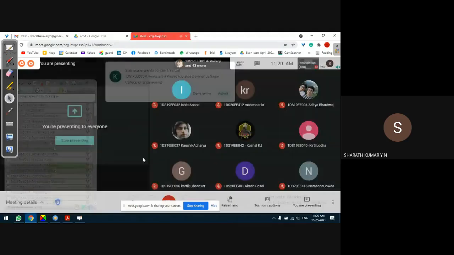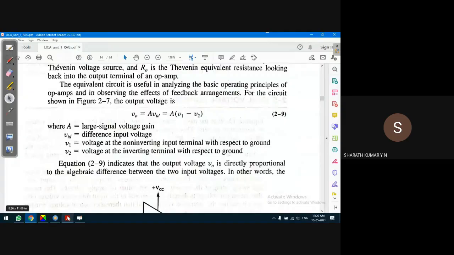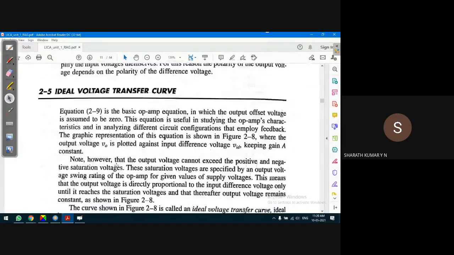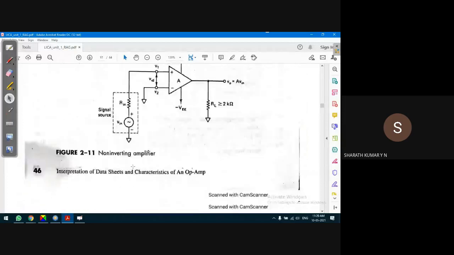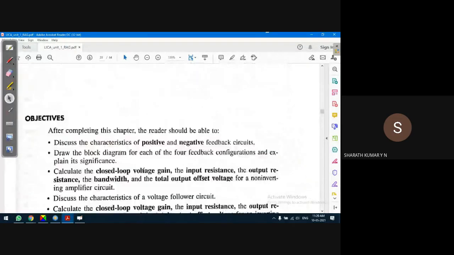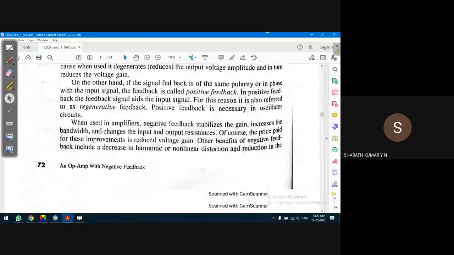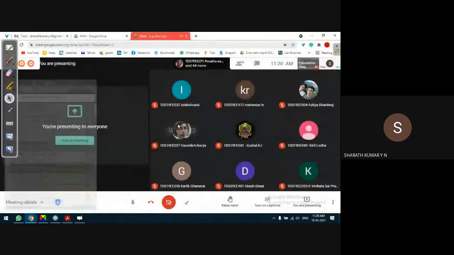We'll continue from there. Yes, just hold on a second. I'll open the document and then I'll share the screen. So we saw both the open loop configuration as well as closed loop configuration. We saw the feedback. Somebody's on the line. Just a second. Okay, here we go.